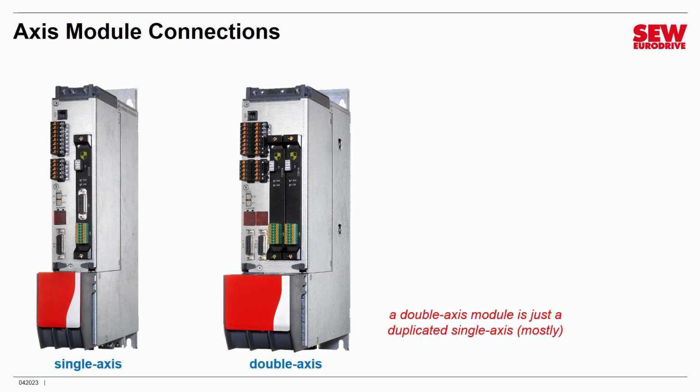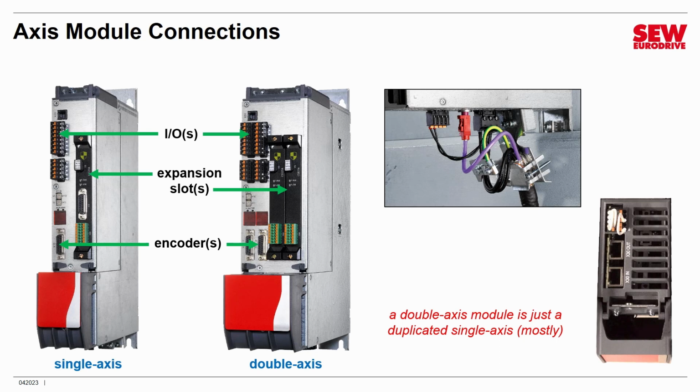Access modules. On a MOVI-Drive modular, you will have access modules, either single, double, or a mixture of them. Remember, in general, a double access module is just a duplicated single access module. There are some exceptions, but pretty much they're the same. You will have the I/O connection or connections, depending on whether you have single or double. There will be either one or two expansion slots. There will be the encoder interface or interfaces.